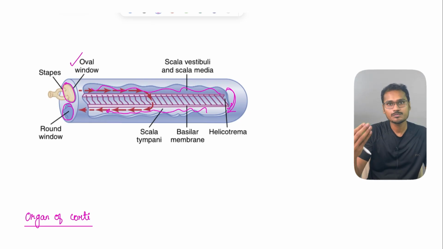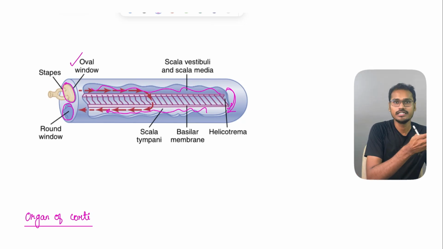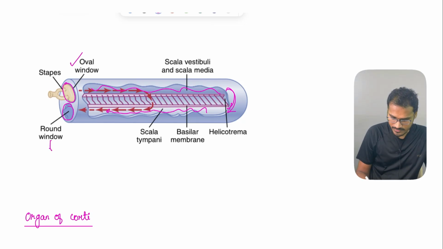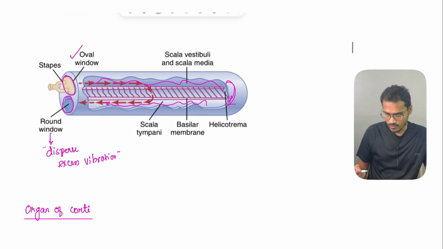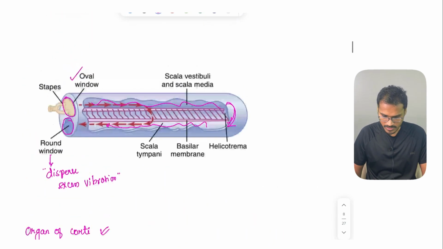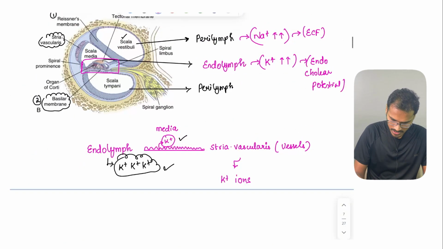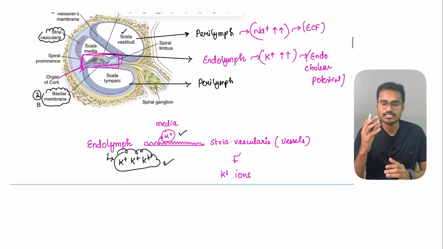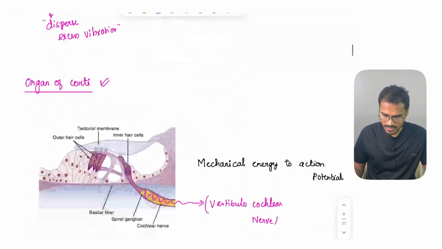But if there is excess pressure, that has to be dispersed back. That is done with the help of the round window. So this will disperse excess vibrations. Now coming to the organ of Corti, which is the organ for hearing. I have already shown you this area. If you zoom in on this area, that area is called the organ of Corti, which is where the hair cells are housed. So let's see what all things it has.